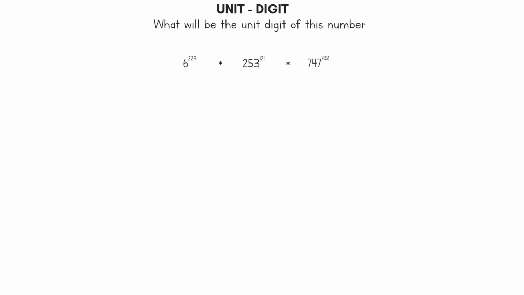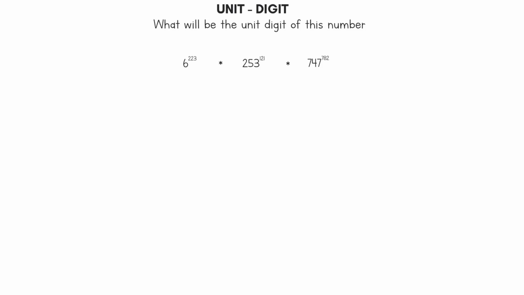So the next question that I ask you is, what is the unit digit of this number? The number given here is 6 raised to 223 into 253 raised to 121 into 747 raised to 782. And I need to find out what is the unit digit of this entire number, which means all the three numbers are being multiplied. As we know the logic, what will you do here?